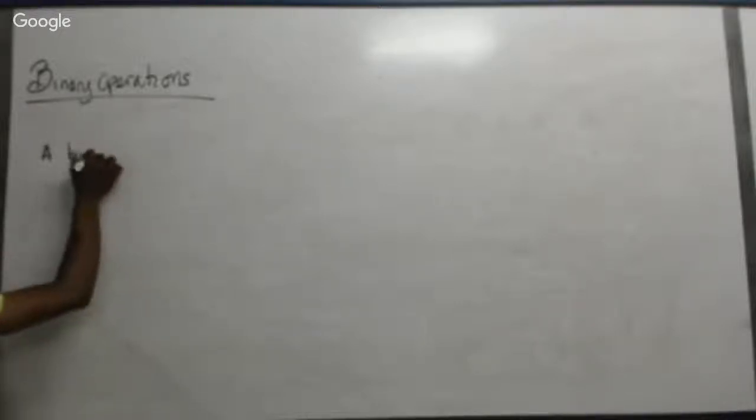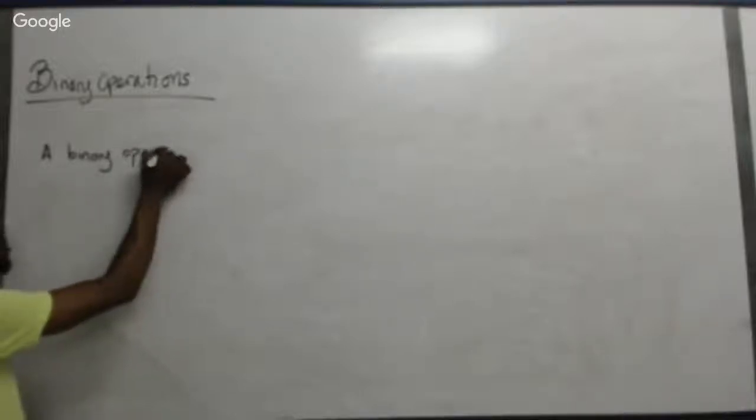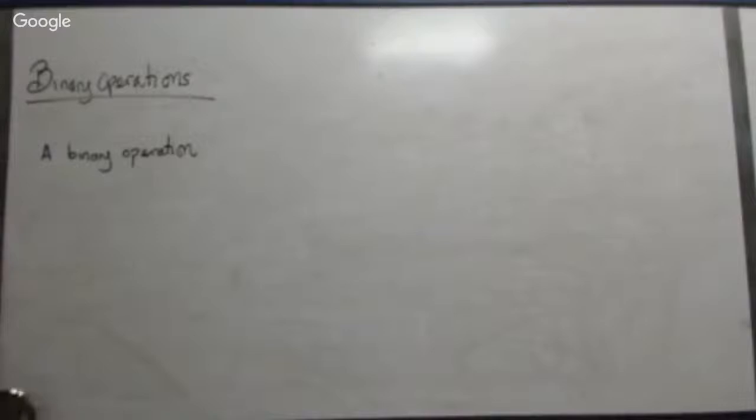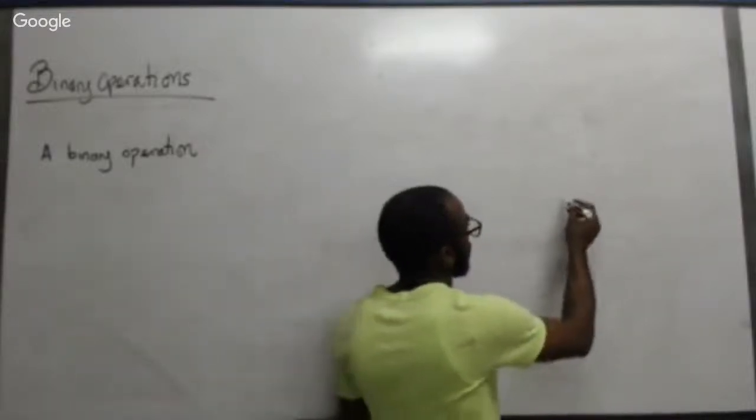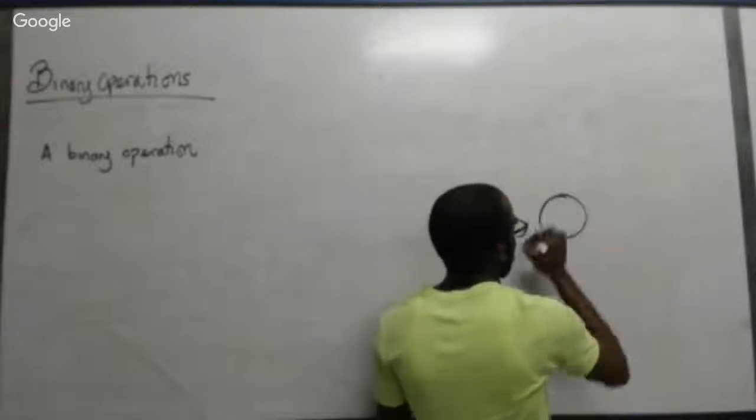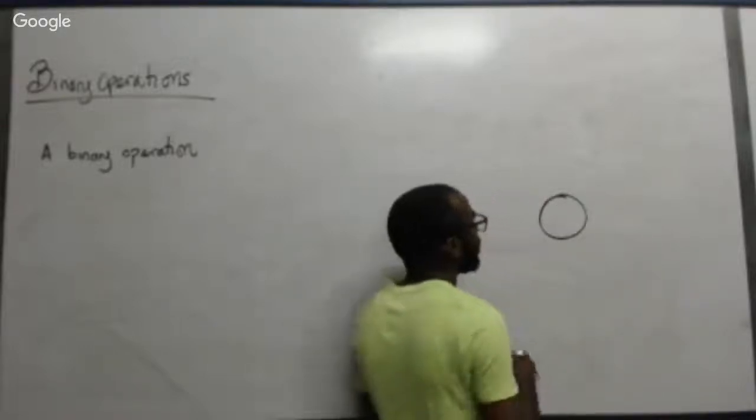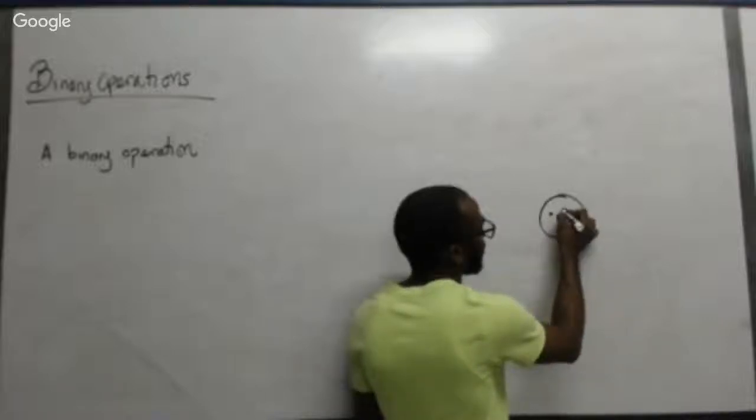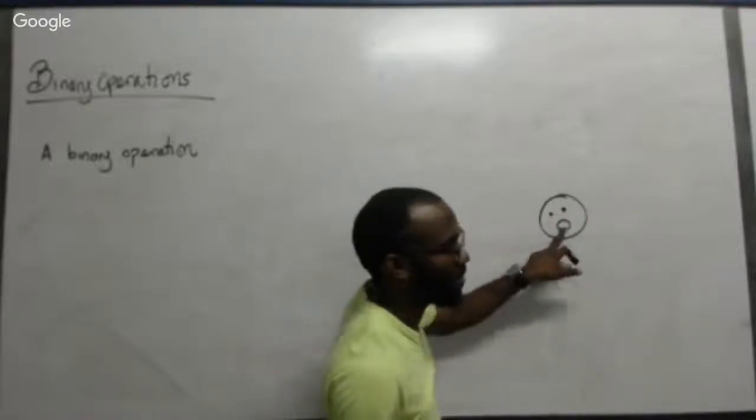So, binary operation. Before we read the book, what does a binary operation do? If I have a set, a binary operation is supposed to take two elements from the set and produce a third in the same set.